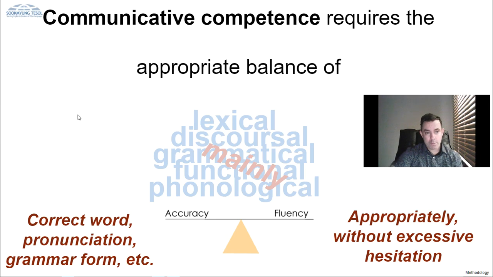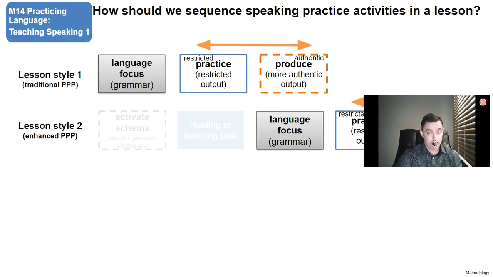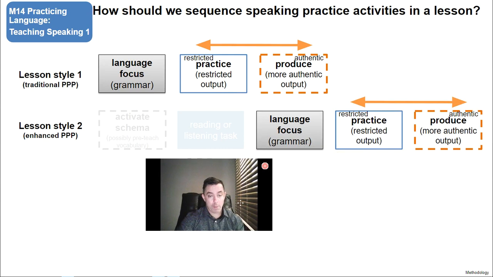And I would also pose this question to you, methodology students: which of these is more important, right? Which of them is more important for proficiency, for your overall English level? It's an interesting question, right? Because the answer, of course, is they're both really important. Okay, and we're going to talk a lot more about that in teaching speaking two.